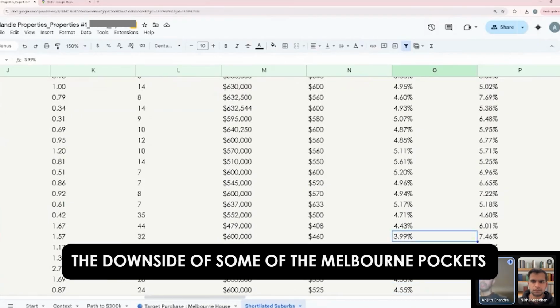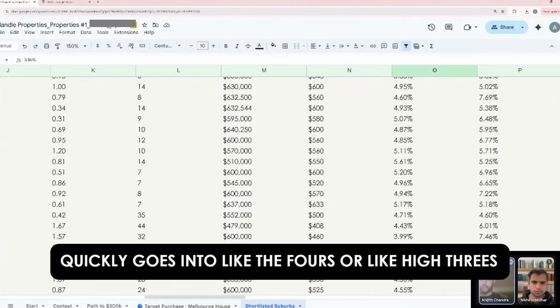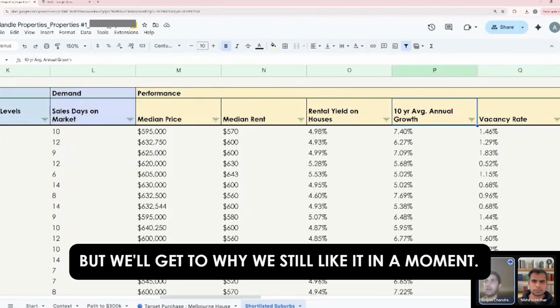The downside of some of the Melbourne pockets that we'll be looking at is the rental yield very quickly goes into the 4s or high 3s. But we'll get to why we still like it in a moment.